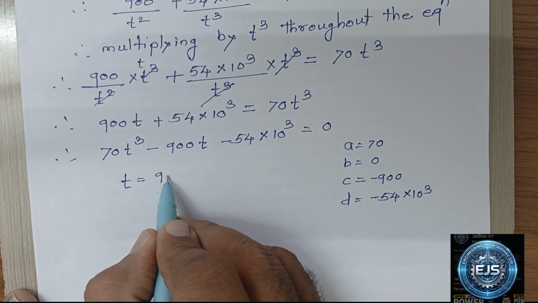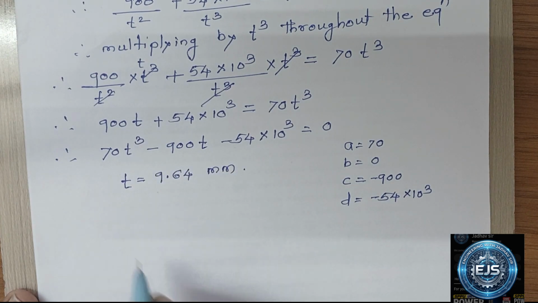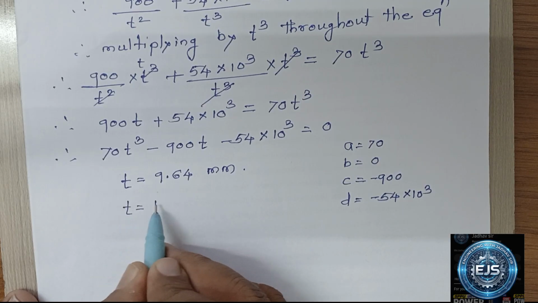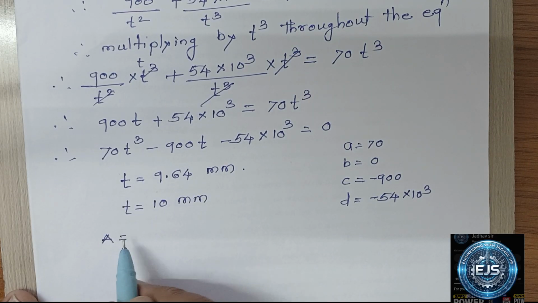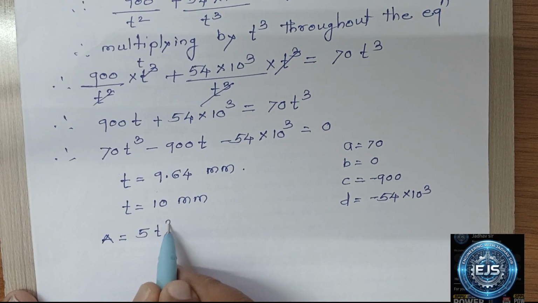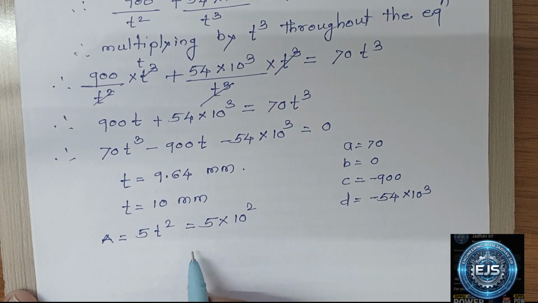Thickness is 9.64 mm. So thickness t is 9.64 mm. So the round up value is 10 mm. So area is equal to 5t square. So 5 into t square, that is 10 square. So it is 500. Area is 500 mm square.